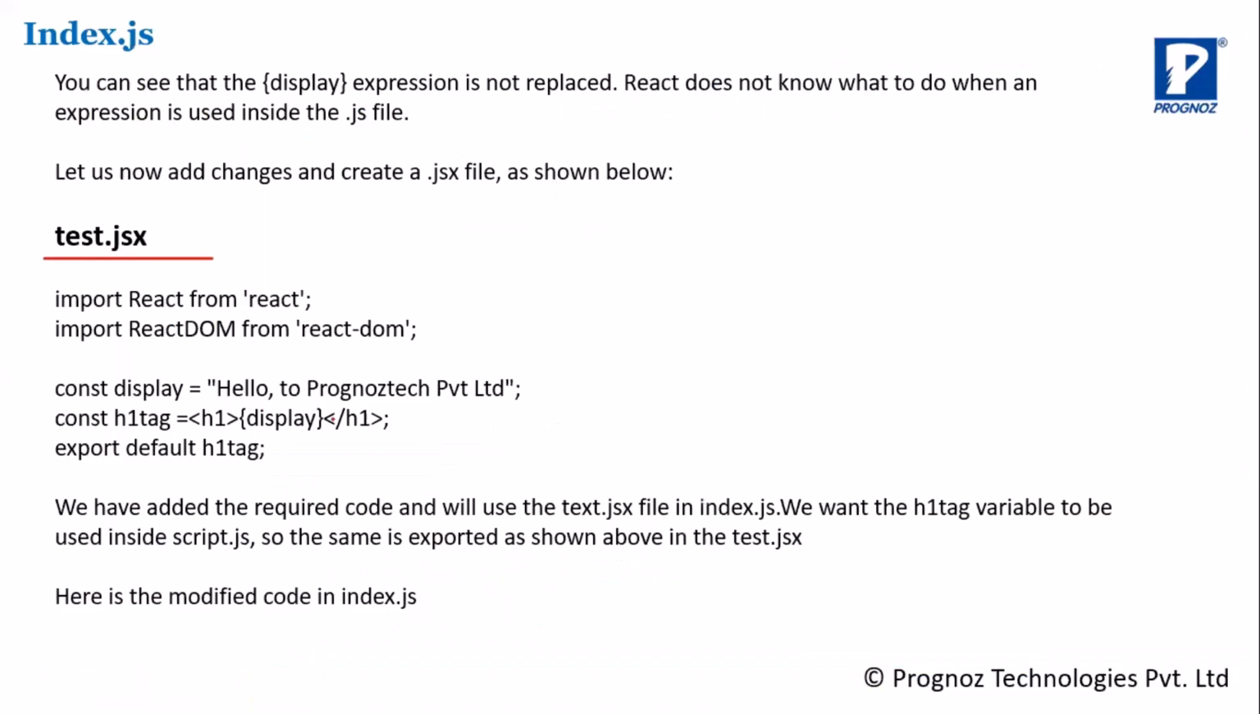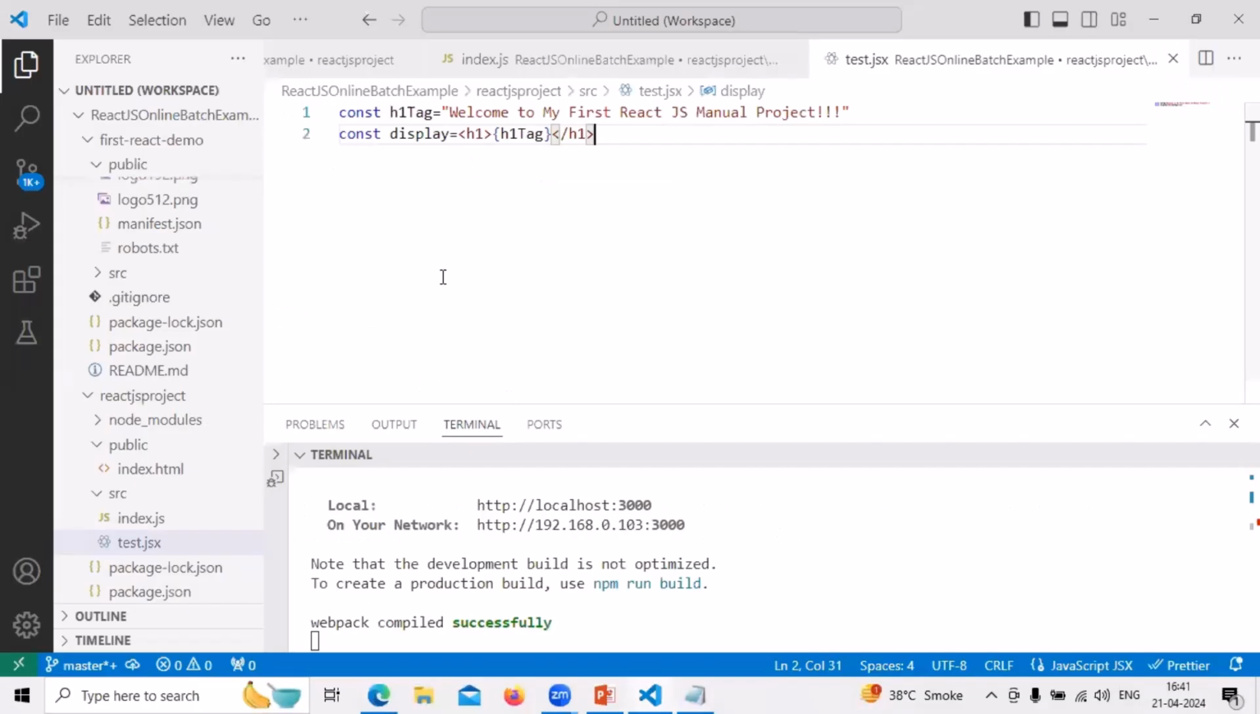Earlier, in which file did we write it? Inside the main file. We wrote it in the main file. Now I'm writing the same content inside the JSX file. Now I want to call this JSX file in the main component.